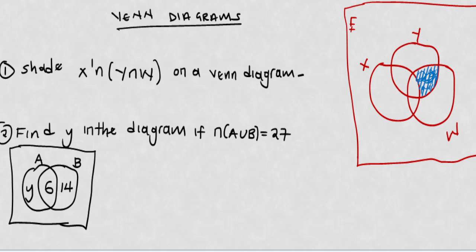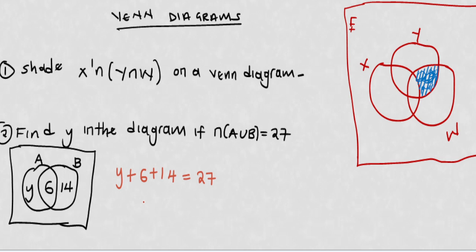Then we look at the last one. Find Y in the diagram if the number of elements in A union B is equal to 27. So how can we find Y if A union B is equal to 27? Meaning we are putting these two together to unite. We are putting things together. So I'll say we have Y, then we're adding it with 6, then we are adding it with 14, then we are saying these should give us 27.